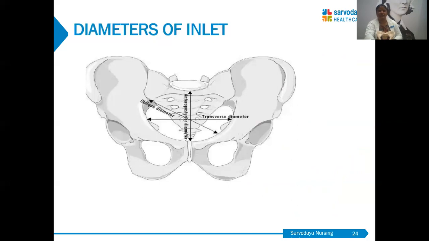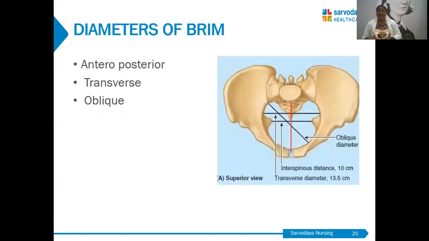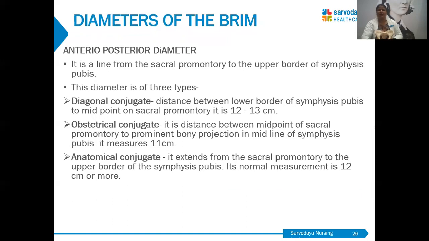Diameters of the inlet. Diameters of the brim: there are a total of 3 diameters: anterior posterior diameter, transverse diameter and oblique diameter. Anterior posterior diameter is a line from the sacral promontory to the upper border of the symphysis pubis. And this diameter is again of 3 types: diagonal conjugate, obstetric conjugate and anatomical conjugate.